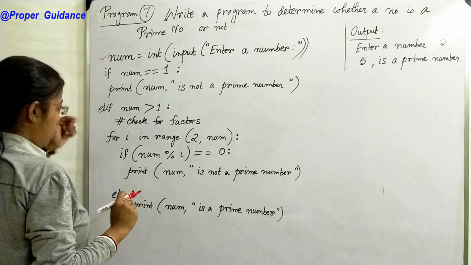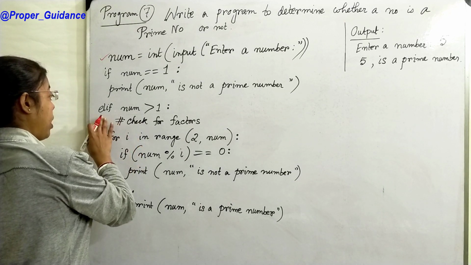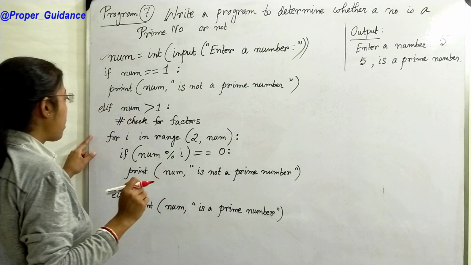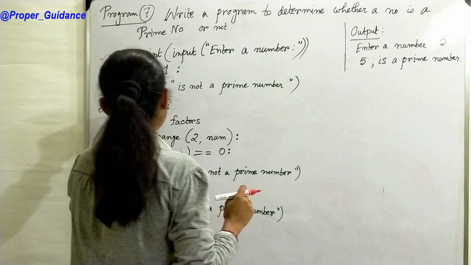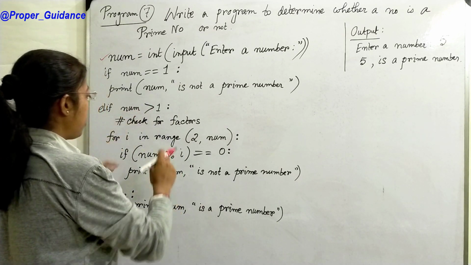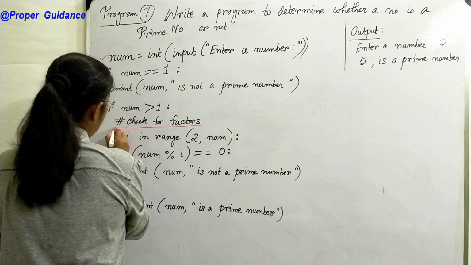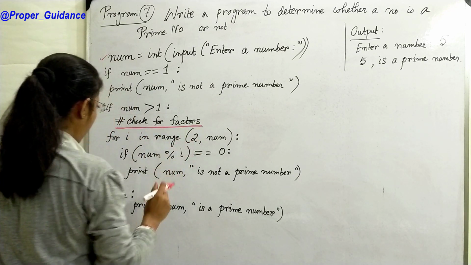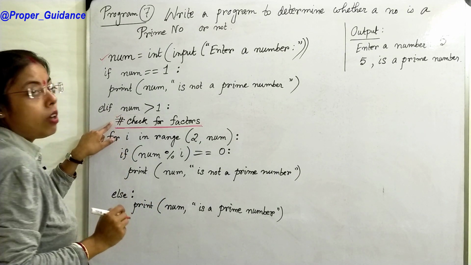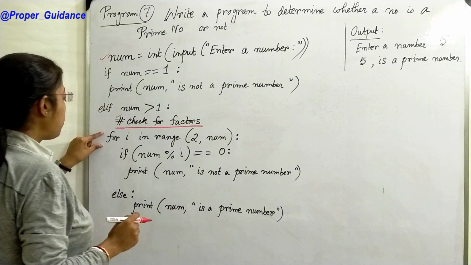Elif statement is here. We already discussed about elif in our previous programs. Those who are new to my class, please go through all those previous programs. That will be helpful for you. Now, num greater than 1. If num greater than 1 colon, check for factors. This is the comment line. When we want to write down any comment, we use this symbol for comments. So check for factors. How to check? Check with the help of for loop.